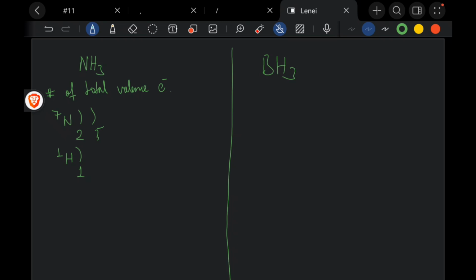So how many electrons do we have? We have 5 electrons due to the nitrogen. So we have 1 nitrogen, and we have 5 electrons for the nitrogen, plus we have 3 hydrogens, and each of them contains 1 valence electron, and the total is 8. We need 8 electrons.